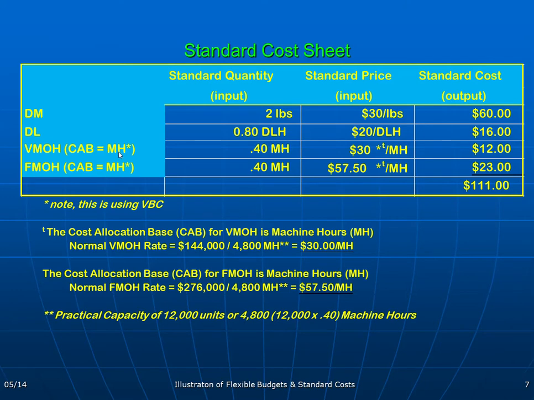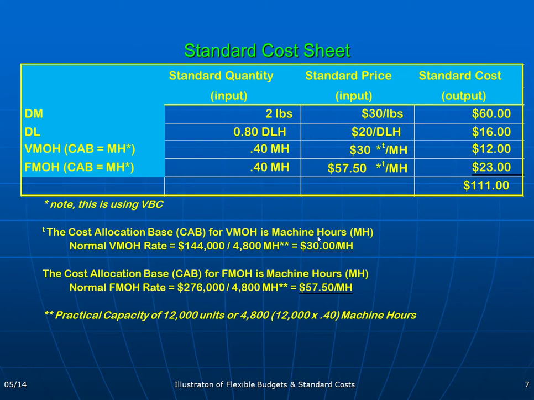What is capacity expressed in terms of direct material? It would be 24,000 pounds, 12,000 units times 2 pounds. What would capacity in terms of direct labor hours be? It would be 9,600 hours, 12,000 units of output times 0.80 direct labor hours per unit of output. What would it be in terms of machine hours? It would be 4,800 machine hours, and that would be 12,000 units of output times 0.40 machine hours per unit of output.